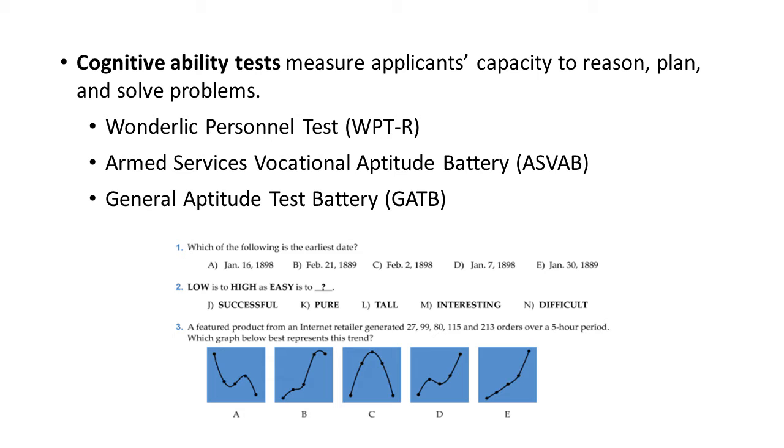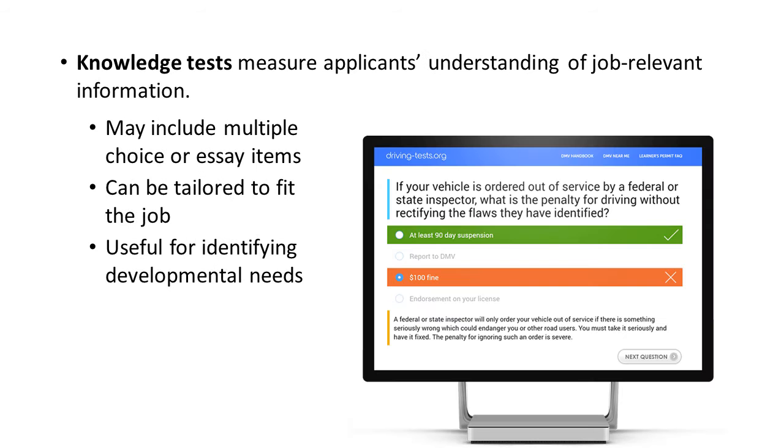Cognitive ability tests measure the capacity to reason, plan, and solve problems. These tests measure a variety of intellectual abilities, including spatial and mechanical abilities, and perceptual accuracy. The sample items shown here are from the Wonderlic test. These tests are especially strong predictors of performance in jobs that require cognitive complexity, but they are known to be biased against some groups.